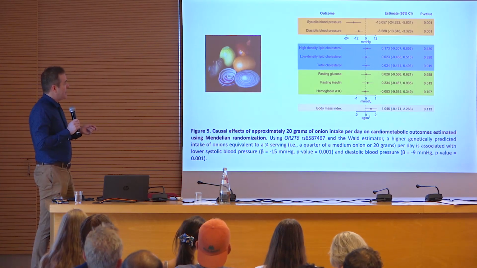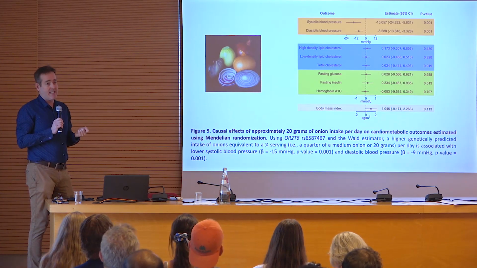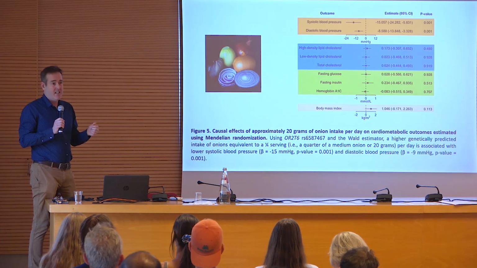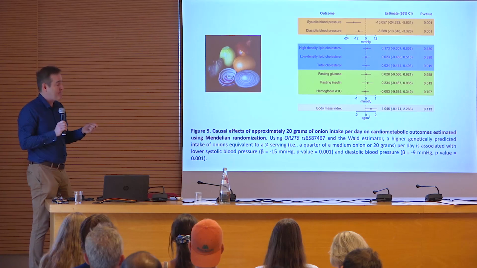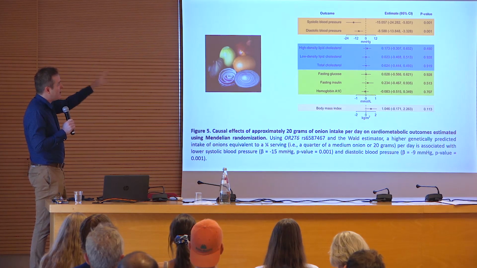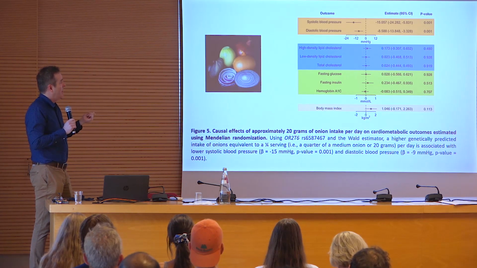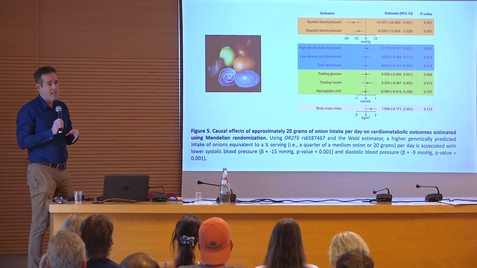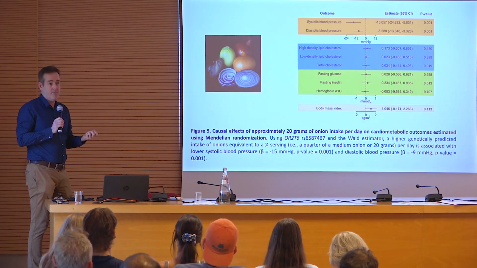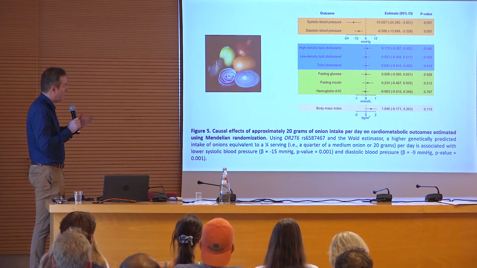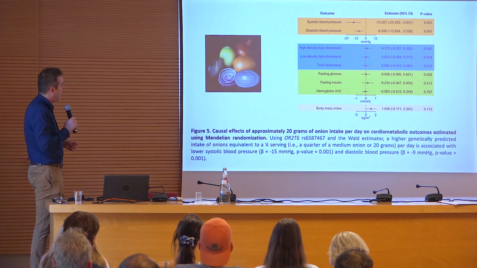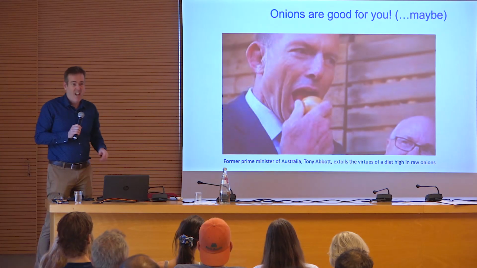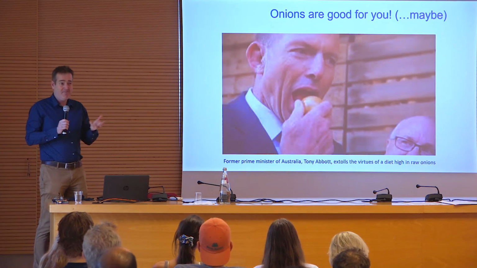Here's one finding that I've cherry-picked. So there's a variant that's really strongly related to how many onions you consume, whether you like onions or not. It's not related to a lot of other things. And when you look across a range of different health outcomes, that same variant that's related to how many onions you consume is related to decreased risk of hypertension, and decreased systolic blood pressure and diastolic blood pressure. So onions are good for you?